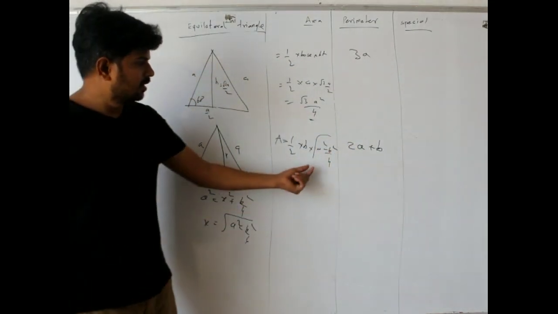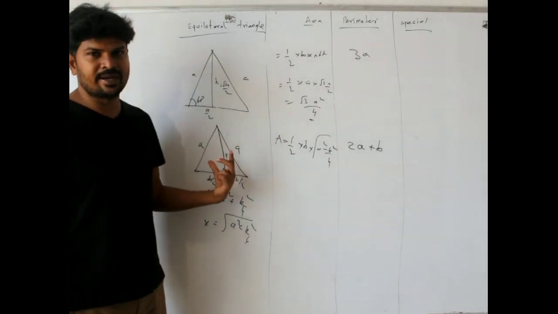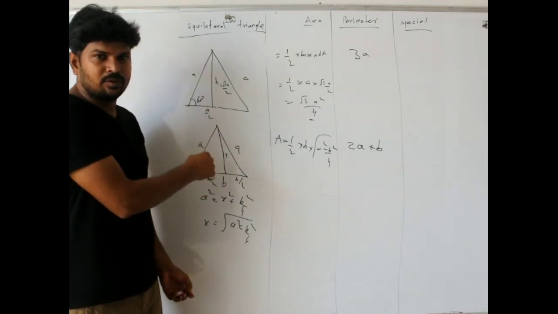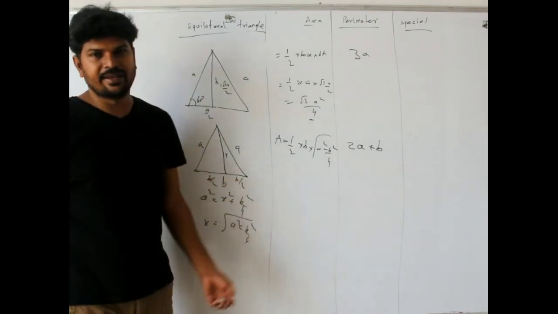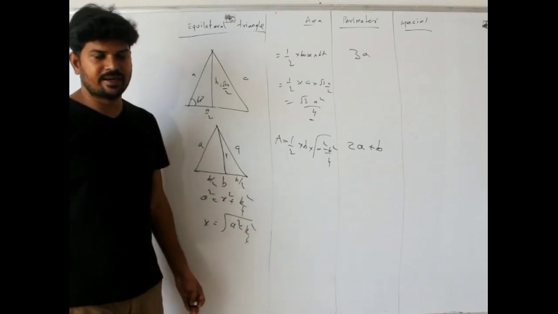If you try to remember this formula, it becomes very difficult. So whenever you have a triangle, try to find the height first, then do this calculation and find the area. So don't try to learn this by heart for an isosceles triangle.